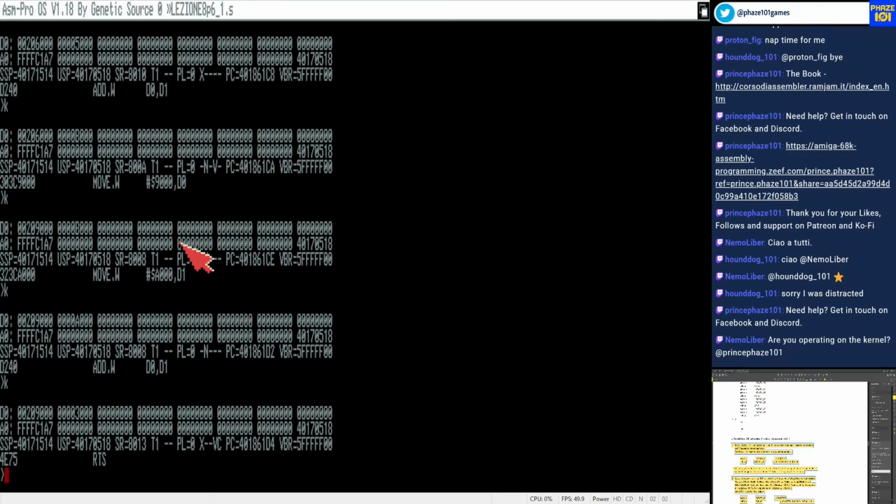And the answer, we have a 3,000 in D1, but we know that is not correct because we need to add the carry to it. So be careful of this when you are doing such additions.